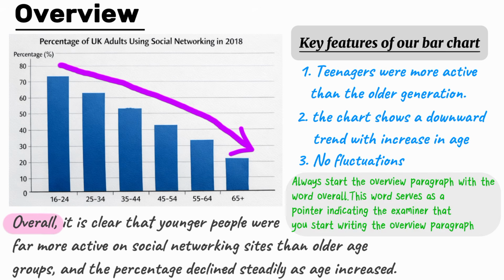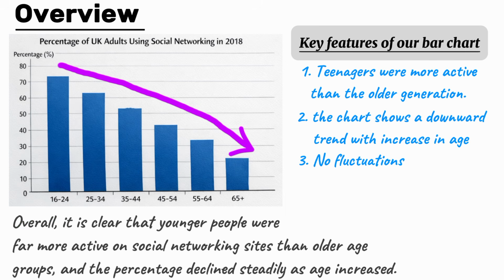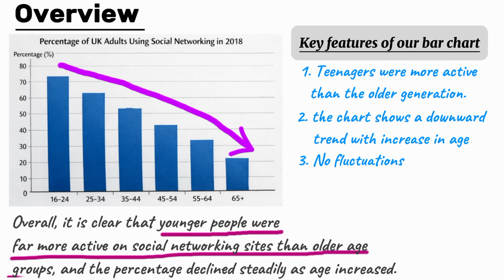Always start the overview paragraph with the word "overall." This word serves as a pointer indicating to the examiner that you start writing the overview paragraph. Next, I wrote the phrase, "younger people were far more active on social networking sites than older age groups."